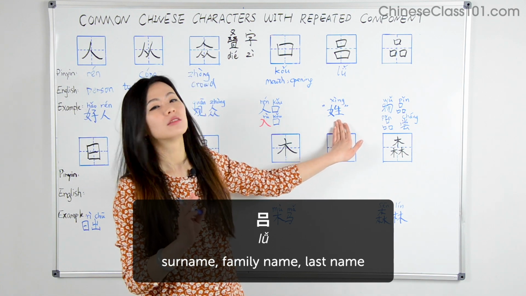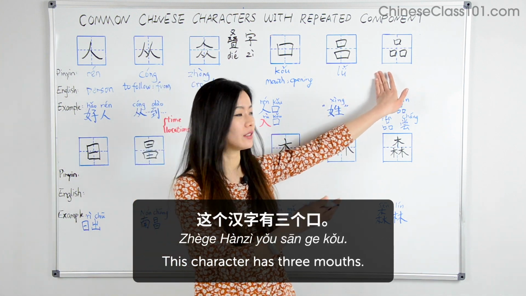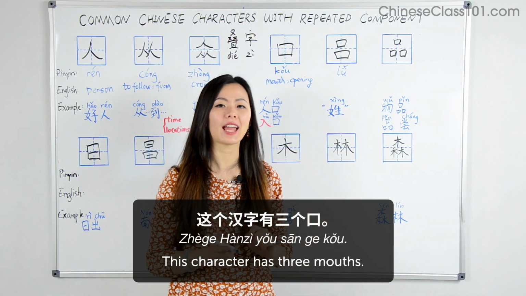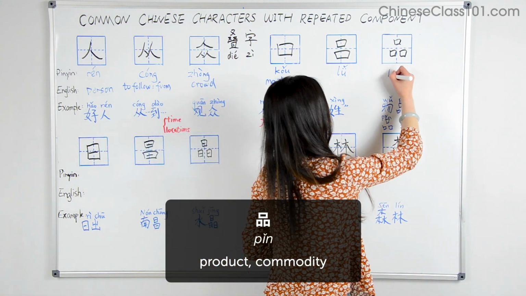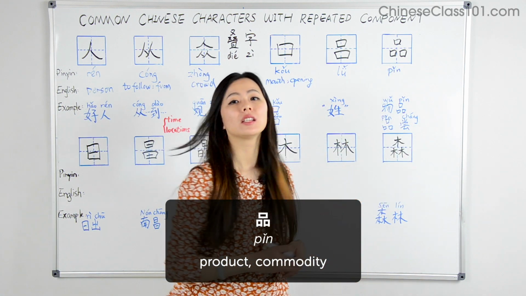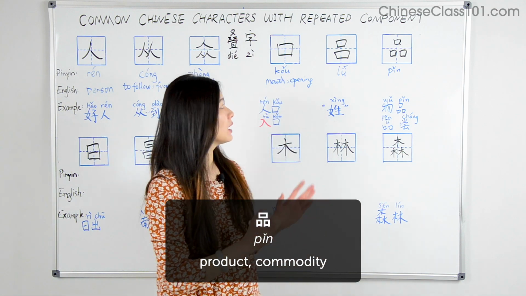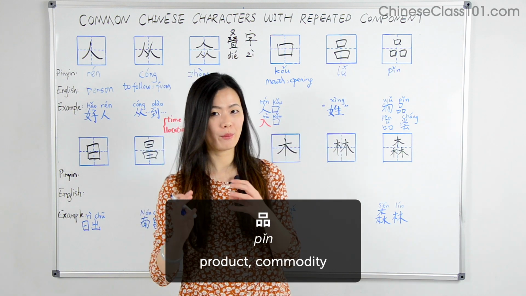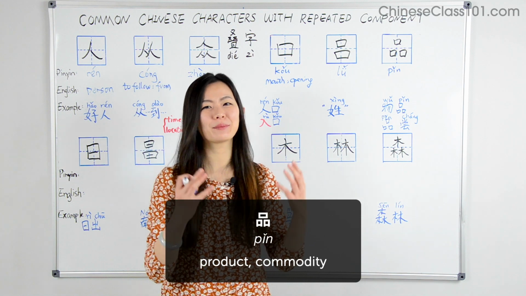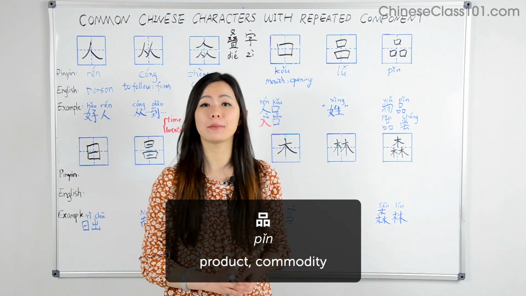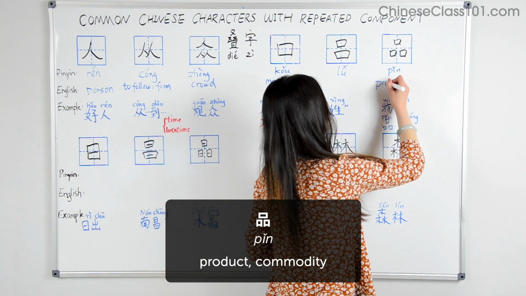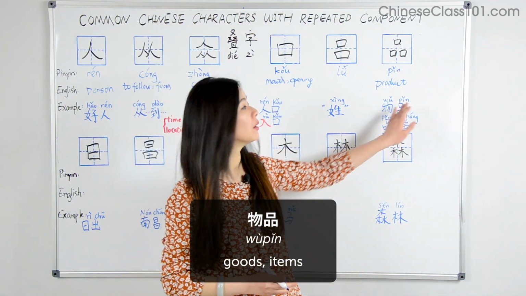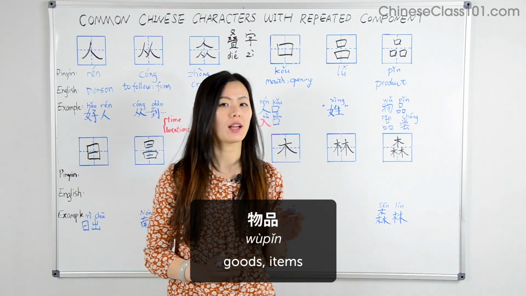Alright, now we have 3个口 in the next character. 下一个汉字，这个汉字有3个口. This one is pronounced as 品. Well, 品, if you think of the 口 in this character as a box, now we have 3 boxes stacked up together. It becomes 品, which means product or commodity. Product, as in the word 物品. 物品 means goods or item.